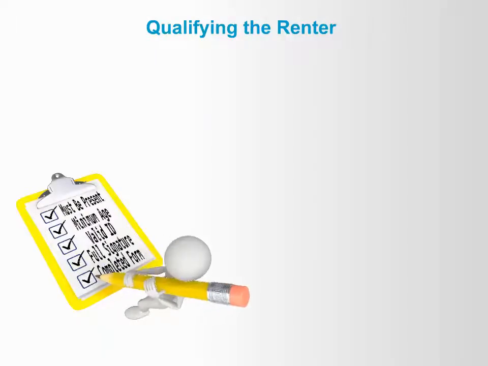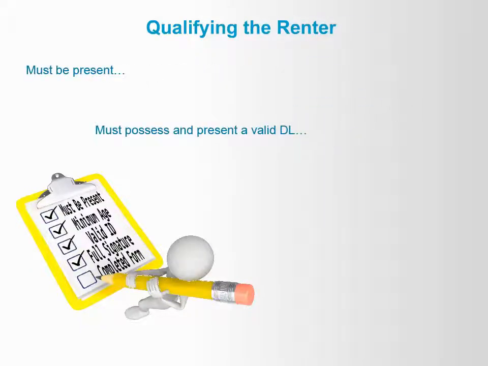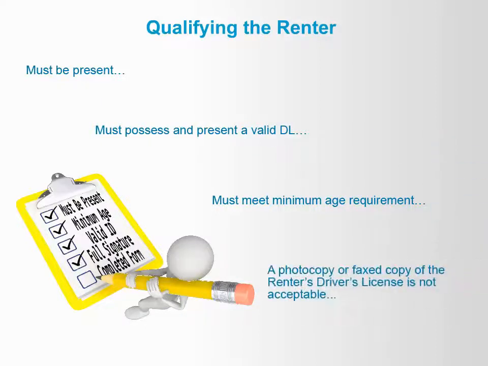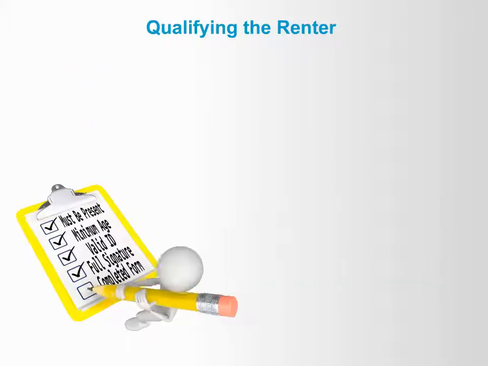From an insurance standpoint, the Trac program requires that each and every time a customer rents a vehicle from you, the customer must present you with a valid driver's license and be at least 21 years of age or older, unless the minimum age is otherwise dictated by state statute. Never reuse license information from a prior rental or verbally accept this information from the renter. A photocopy or faxed copy of the renter's driver's license is not acceptable. You are required to view and verify the renter's actual driver's license at the time of each rental.